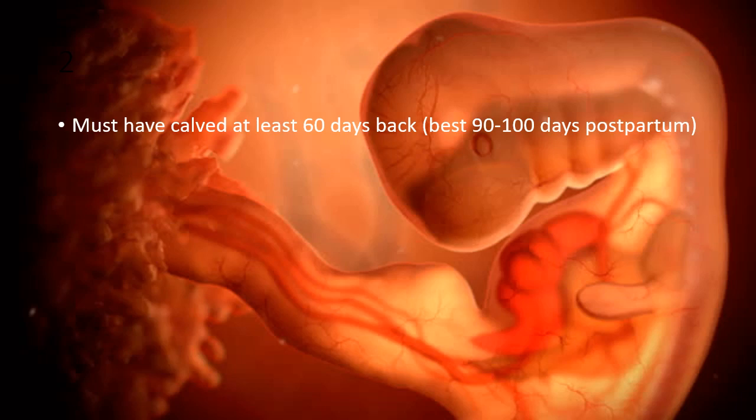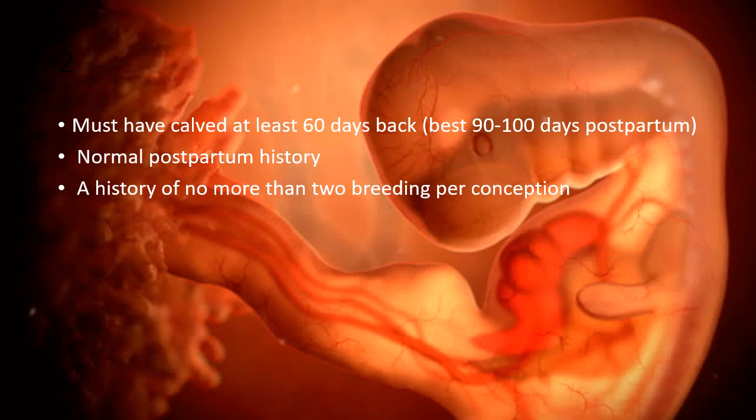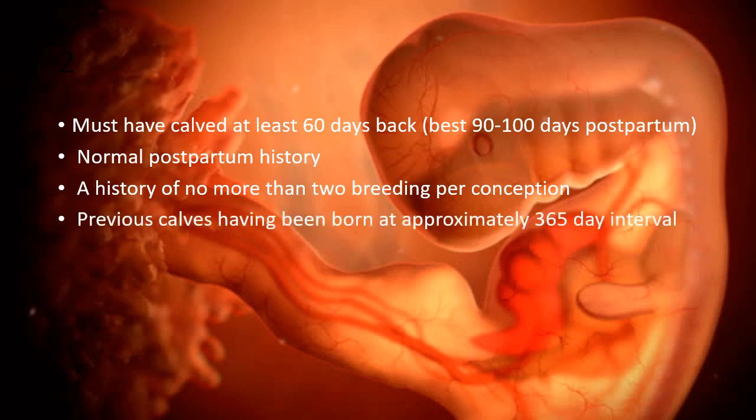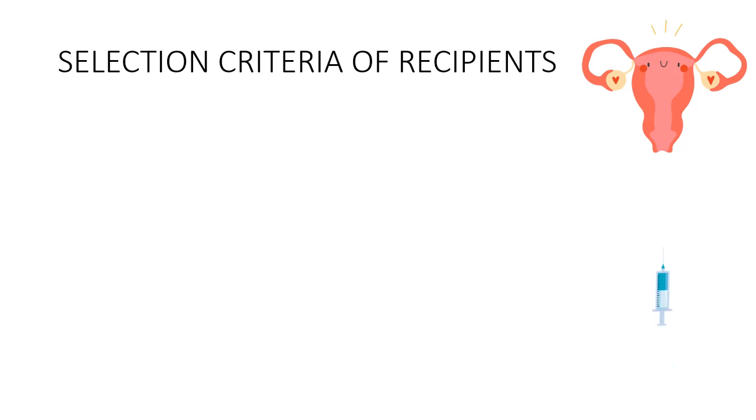Also, it should have calved at least 60 days back. Normal postpartum history is very required. A history of no more than 2 breedings per conception, with previous calves having been born at approximately 365 days interval. So we saw the selection criteria of the donor. Now we shall see the selection criteria of the recipients.